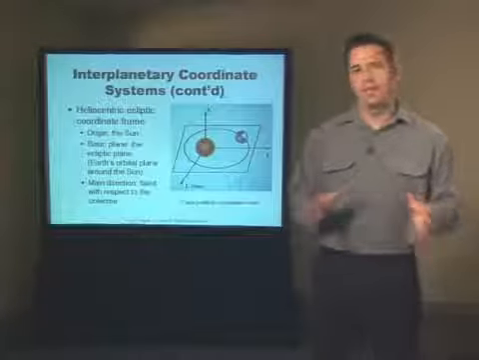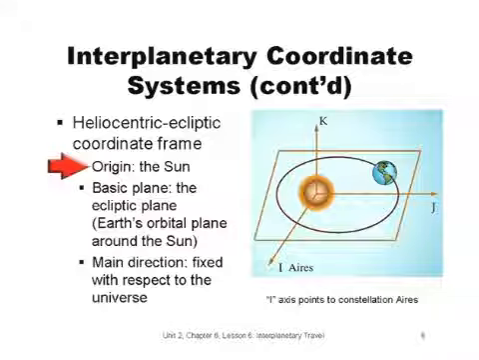Now we can do a quick recap. The center of our heliocentric coordinate frame is the Sun. The ecliptic is the fundamental plane, and another way to define this fundamental plane is that it is the plane of Earth's orbit around the Sun.